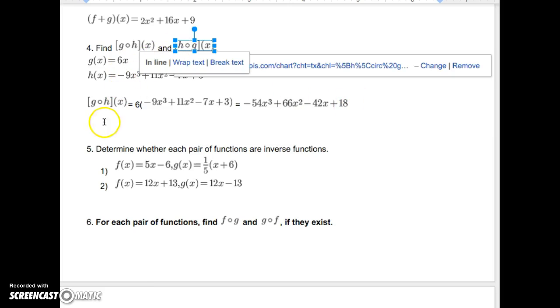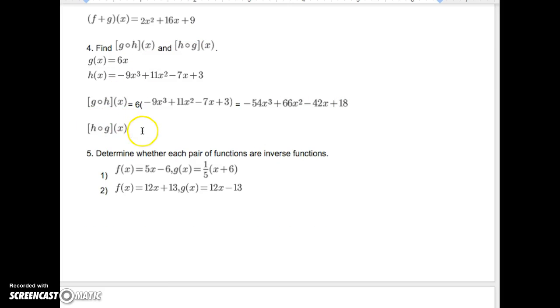For h composition g, now we have h as the outside function and g as the inside function. So we're going to start with h. So that's negative 9 times something. That something is the g function, 6x. 6x to the third power. Let me code that up so it looks a little bit better.